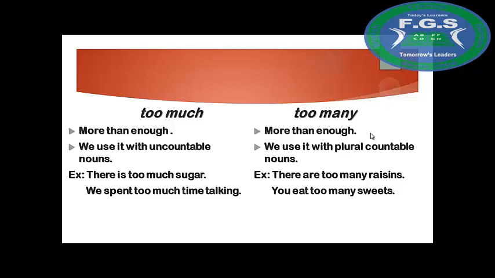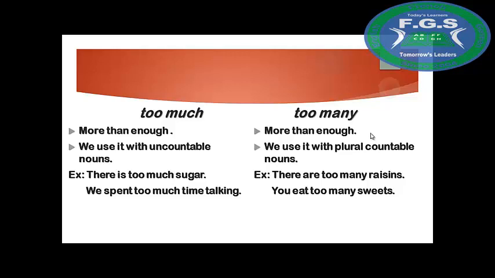We spent too much time talking. There is too much rice. There is too much meat. So too much, we use it with uncountable nouns and it means something more than enough you want. Like this tea, I can't drink this tea because it has too much sugar.